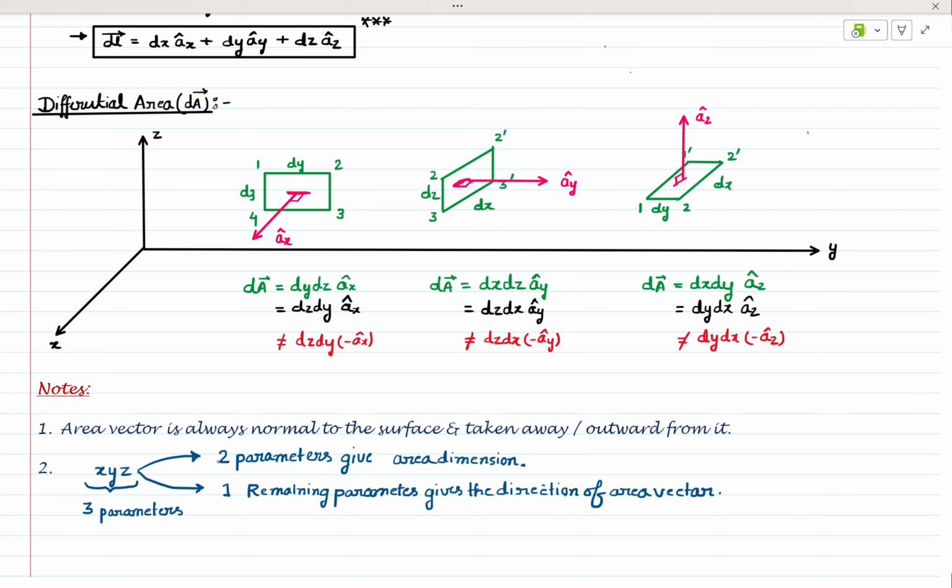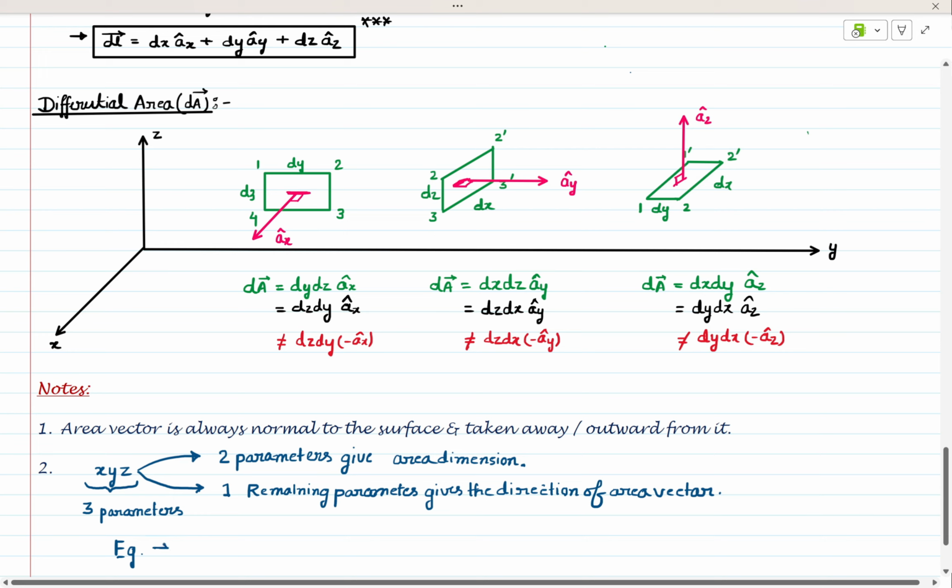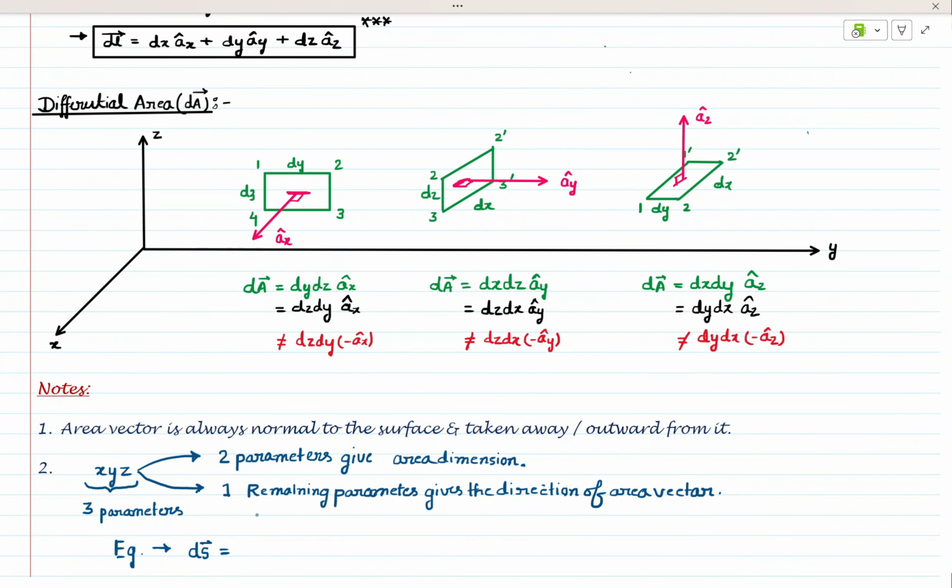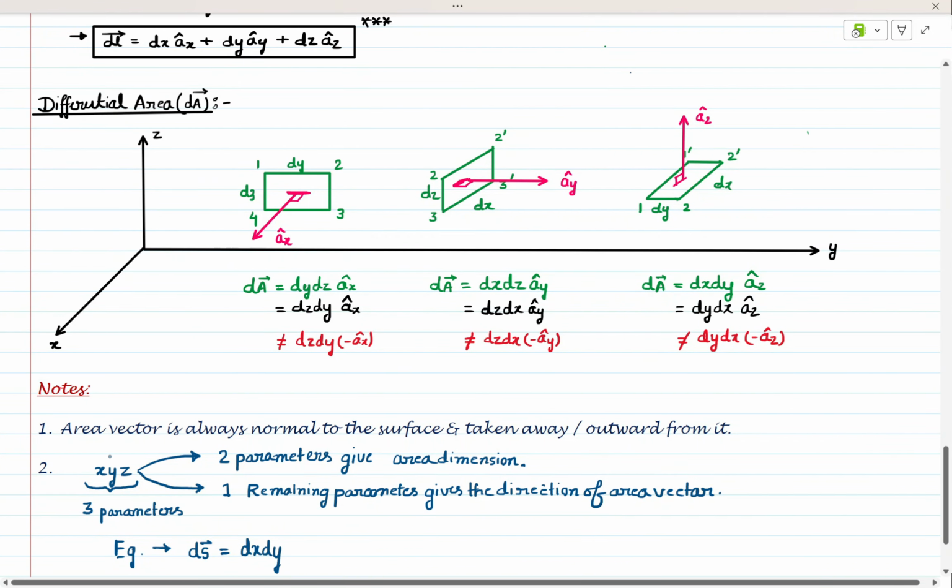That is z. Then the parameter z will be used to give the area direction, the direction of the area vector. The example is like you have already seen in the case of the differential area. If you take xy to give the area dimensions, that means dx and dy, as I am talking about the differential area, I am taking dx dy. That means I have picked x and y to be used as the area dimensions.